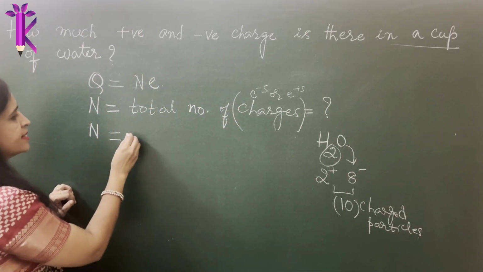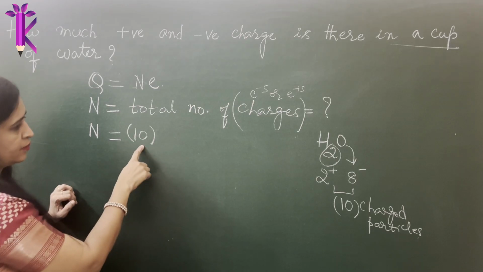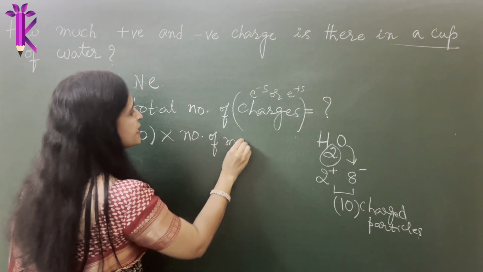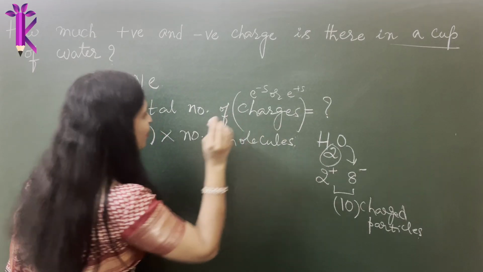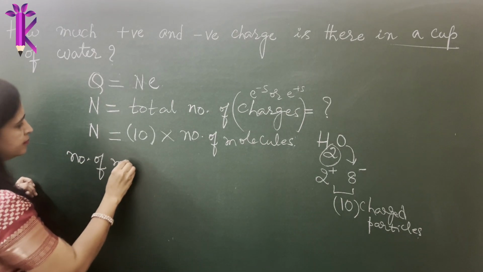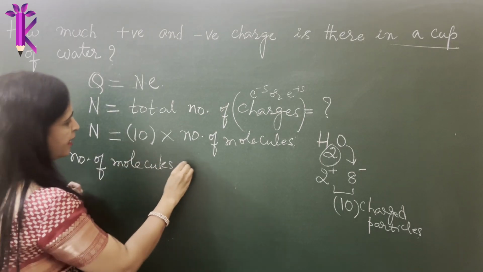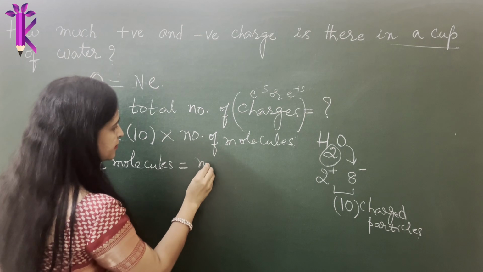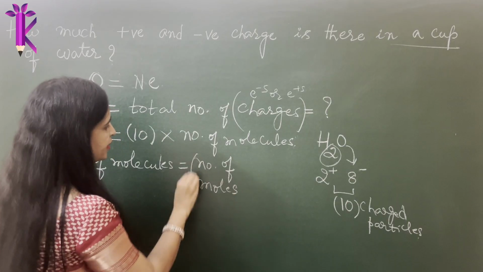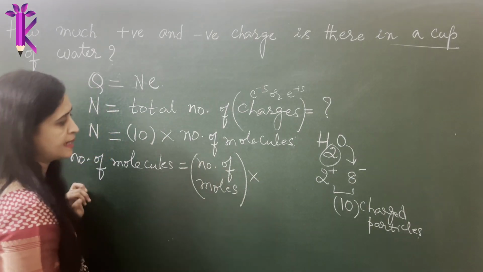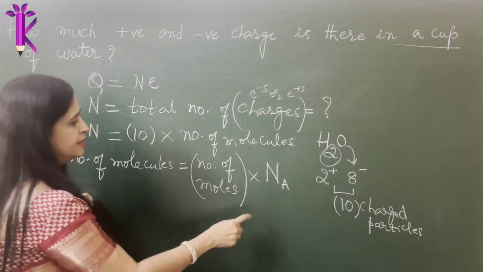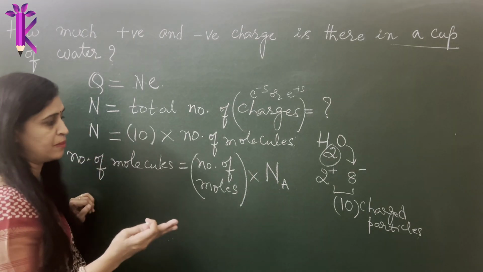So we say it is the total number of charge particles multiplied by the number of molecules in water. Now how do you calculate the number of molecules in water? It is given by the formula: number of moles multiplied by the Avogadro number of molecules. These are all the things that you should remember, and you learn more in your chemistry classes. The Avogadro number is a standard number that you must know.